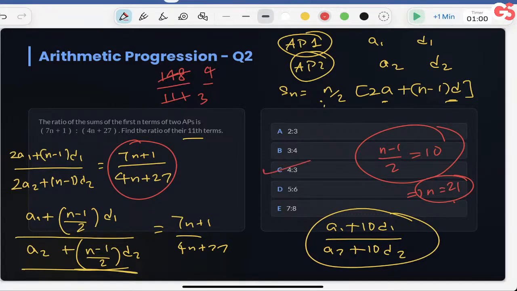Option C. What happened? Nobody gave me the answer. That's really strange. Did you guys get it?